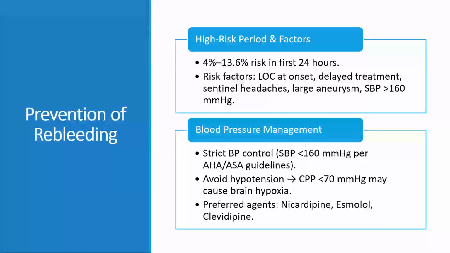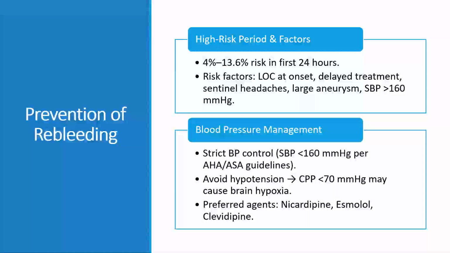Prevention of rebleeding: high risk period and factors. There is a 4 to 13.6% risk in the first 24 hours. Risk factors are loss of consciousness at onset, delayed treatment, sentinel headaches, large aneurysm, and systolic blood pressure of more than 160 millimeters of mercury.